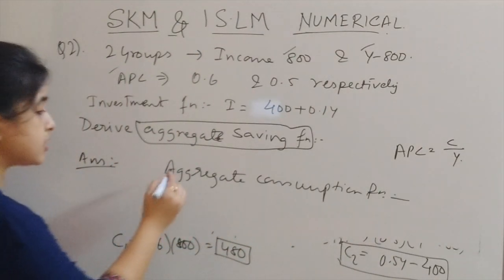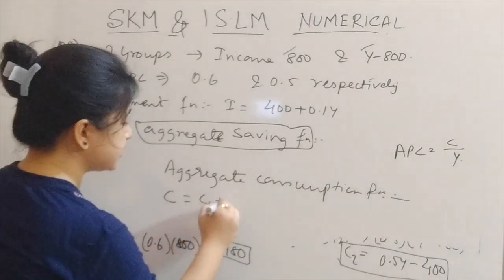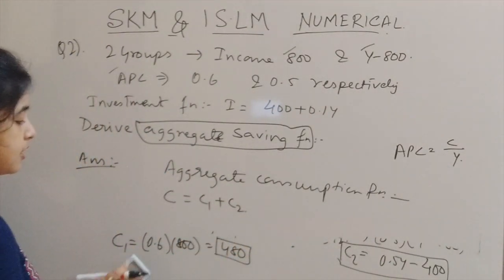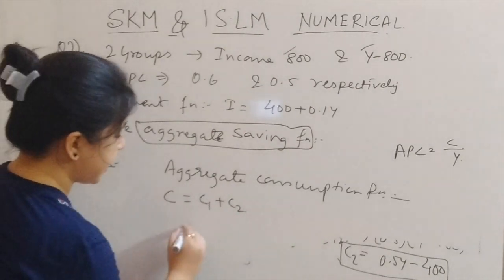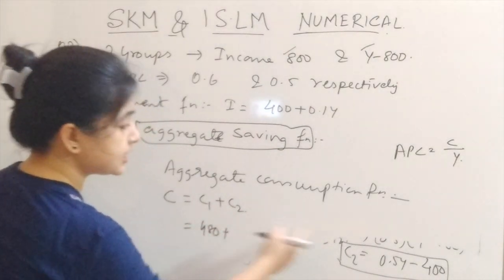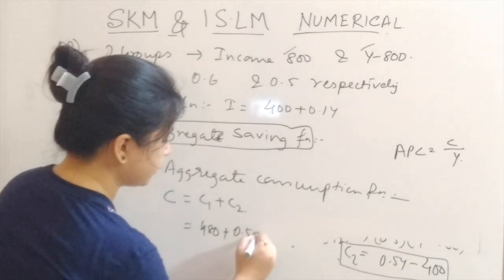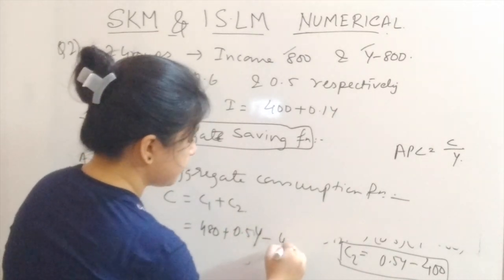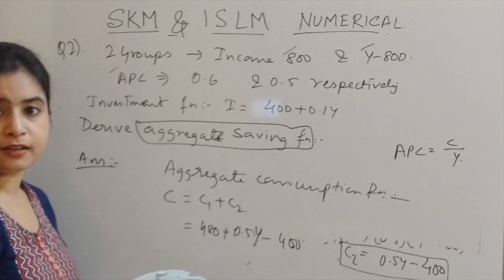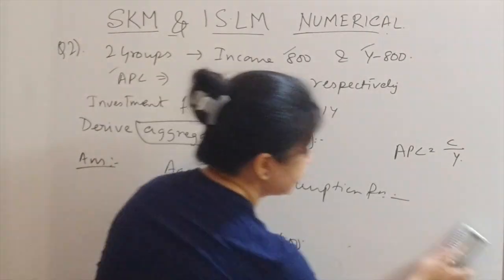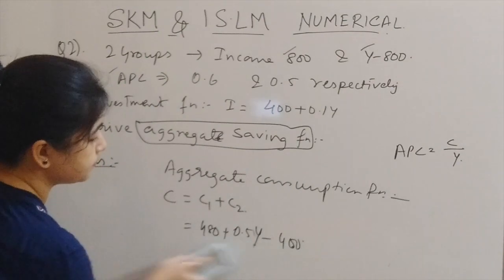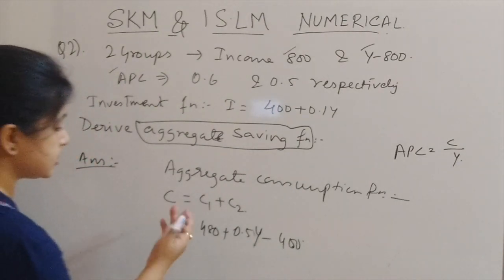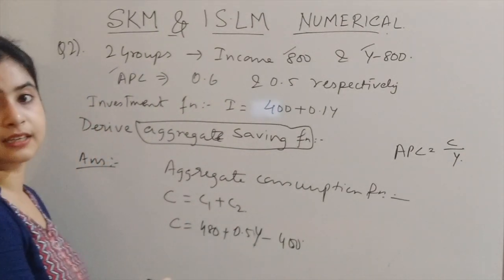Aggregate consumption function, let me write capital C equal to C1 plus C2. The value of C1 is 480 and the value of C2 is 0.5Y minus 400, right? So these are the two values, C1 and C2. This is equal to the capital C.